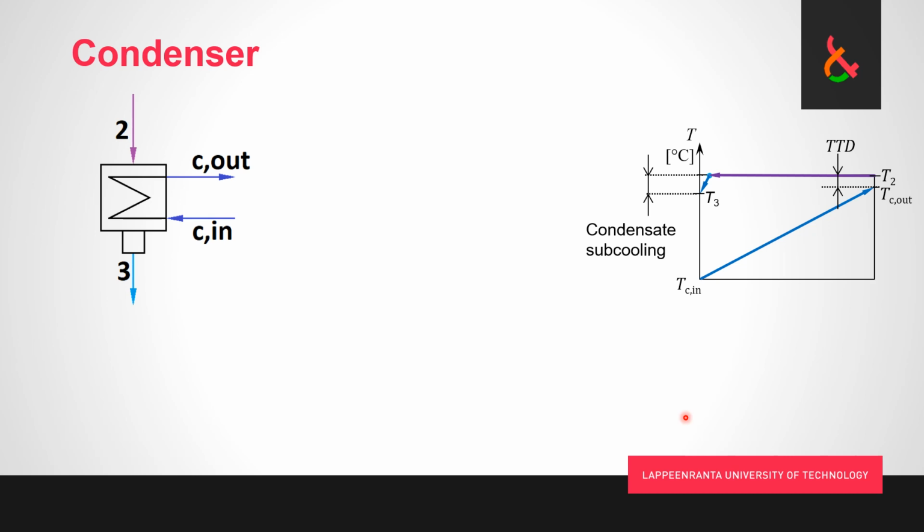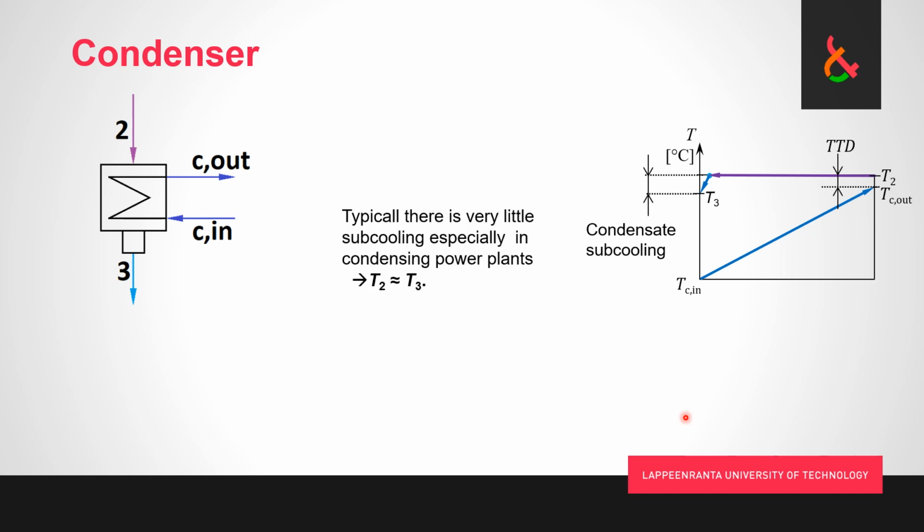And we have condensate subcooling marked here, but typically that's very, very small, and within this course, unless you are told otherwise, it is safe to assume that the subcooling is negligible, and that means that the liquid is saturated water, and it is saturated at that point when there is no subcooling. So temperature 3 is the same as temperature 2.